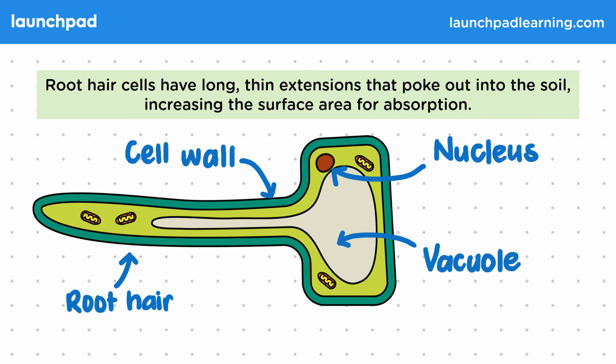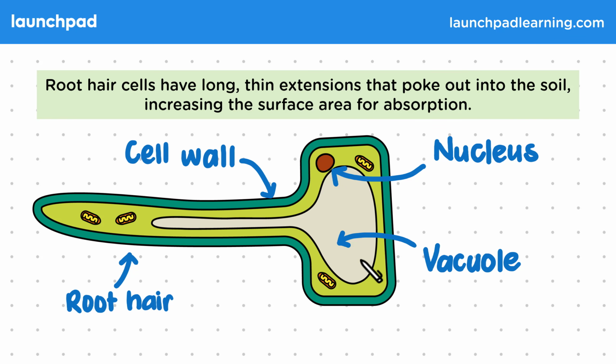Remember, there are other structures inside the root hair cell, and the ones that are shown aren't always in these specific positions. For example, this cell also has mitochondria and ribosomes like other plant cells do. The mitochondria provide the energy needed to move mineral ions from the soil into the plant, and the ribosomes offer protein synthesis. Take note of the vacuole as well.